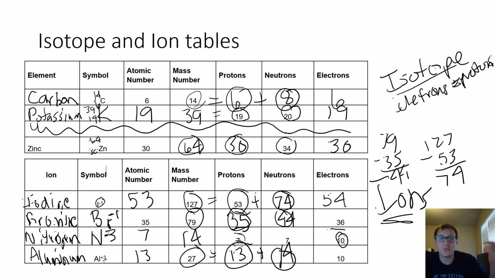So that is how you do your isotope and ion tables. On your test I will ask you about certain ions or about certain isotopes, and you'll have to do some calculations in order to solve them, just like on your quiz. So make sure that you are prepared for that. If none of this makes sense, make sure that you reach out or come to office hours and we will go over them again.